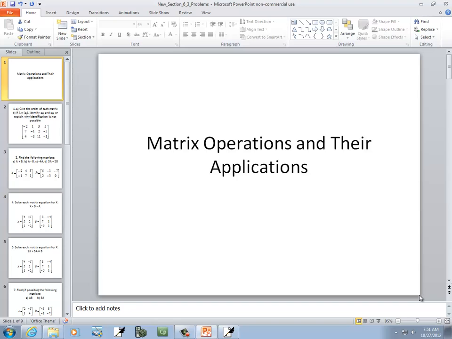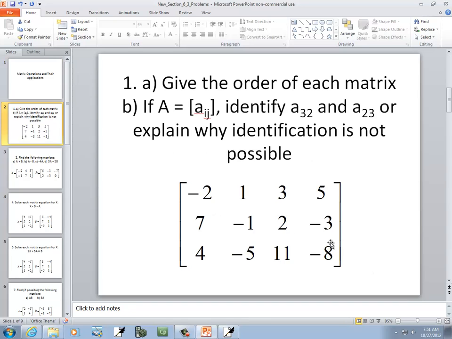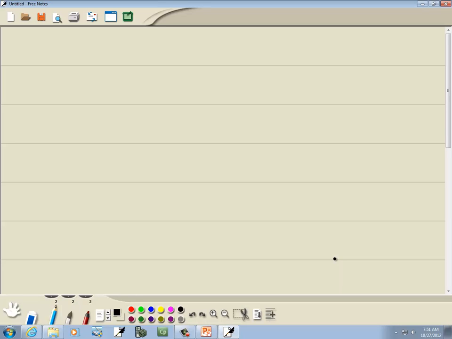Let's take a look at matrix operations and their applications. And let's look at our first problem. This kind of reviews a little bit what we've talked about on matrices in the past.